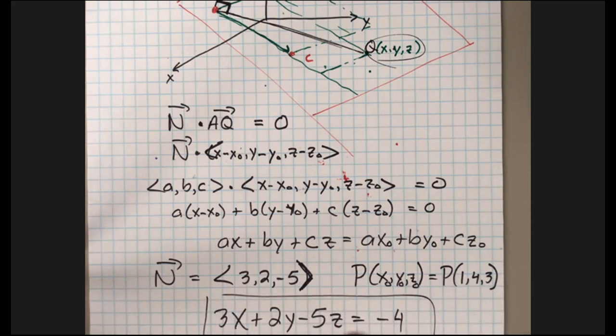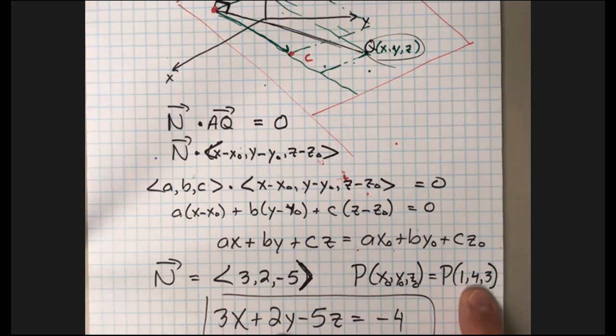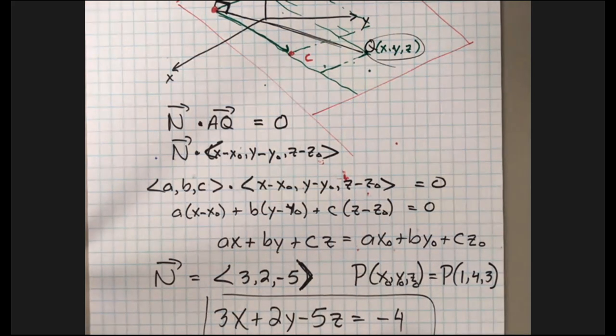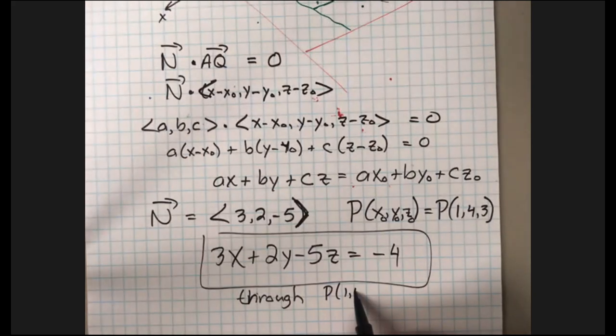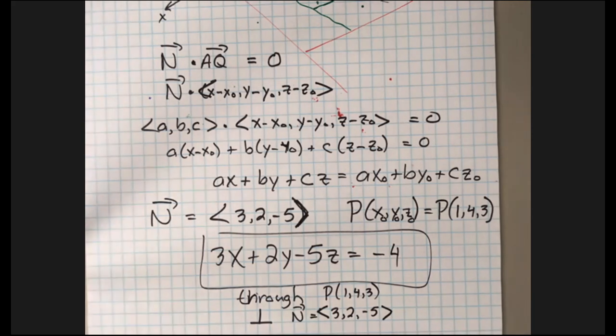So here is the plane in space that's perpendicular to this vector and goes through that point. Notice you can test that point. 3 plus 8 is 11, minus 15 is negative 4. This is the equation of the plane, through 1, 4, 3 and perpendicular, normal to the vector 3, 2, minus 5. This is a basic instruction of how to create a line and a plane in space.